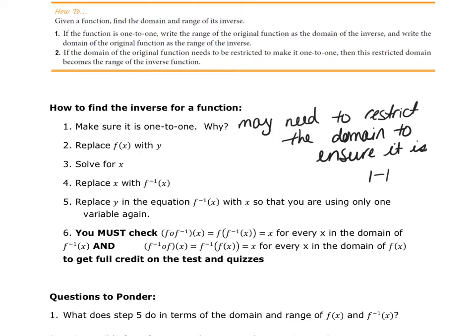One slash one is the quick way of writing 1-to-1. So you may need to restrict the domain to ensure it's 1-to-1. Then we replace f of x with y. And the reason we do that is because it's easier notationally than writing f of x everywhere. Once we have replaced f of x with y, we solve for x.